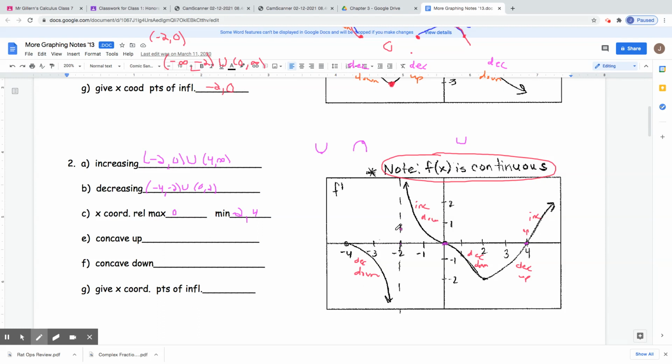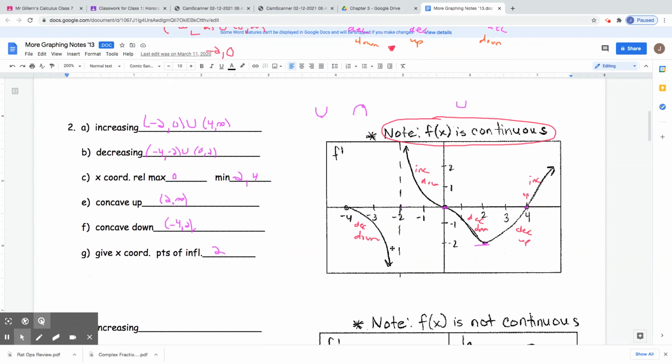So now we go to concavity. Where is it concave up? Well, it doesn't go concave up until right here. It goes from 2 to infinity. Concave down is from -4 down to -2. Now you're like, well, don't I have to break up the asymptote? But remember, that asymptote is not in the original. These are all answers about the original. Points of inflection are at peaks and valleys. The only place it changes from down to up is right here at 2. And there you go.